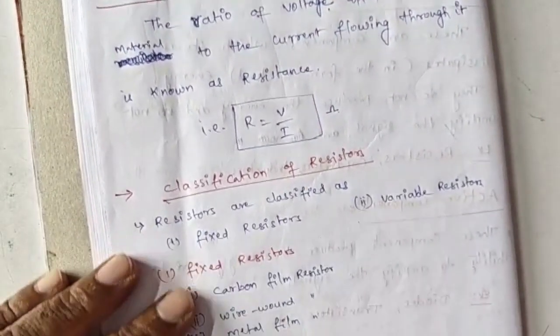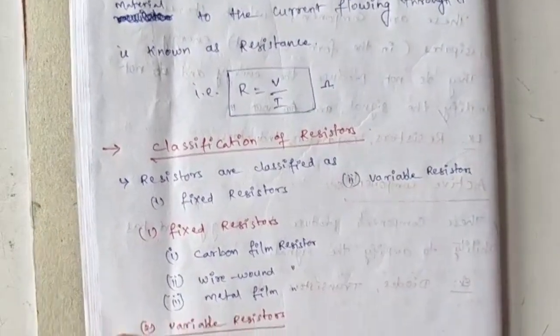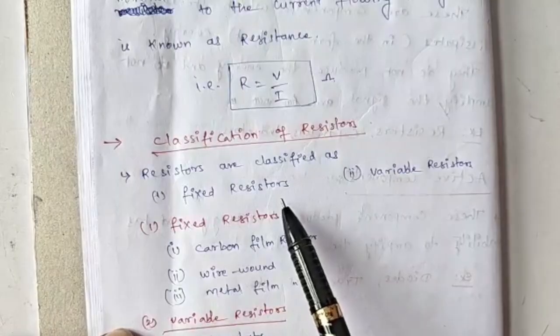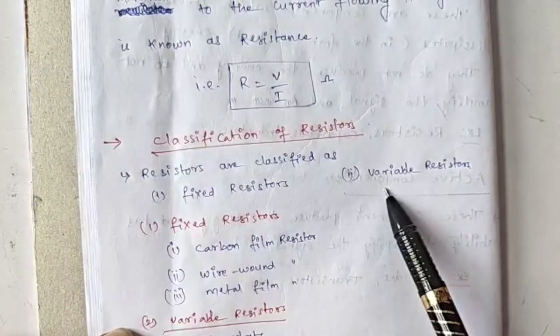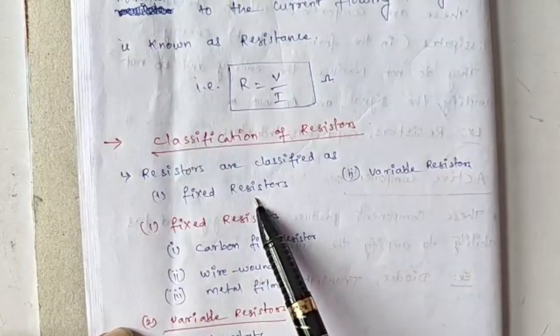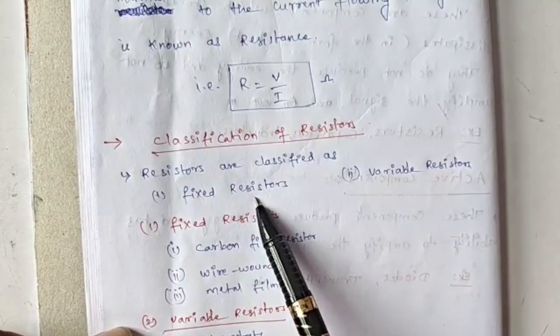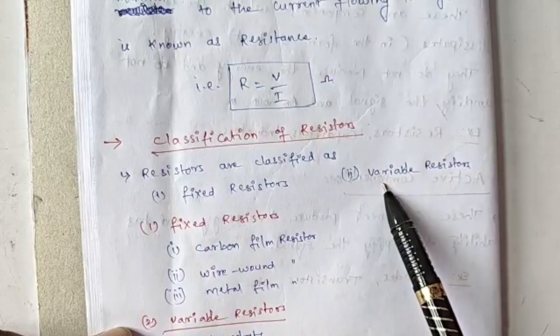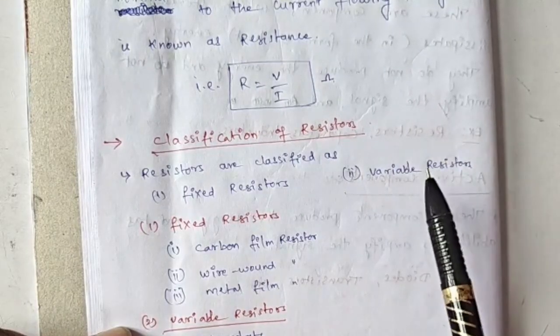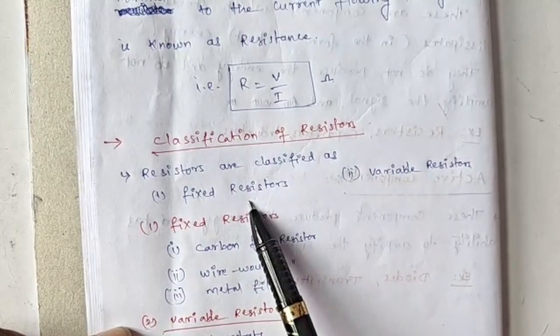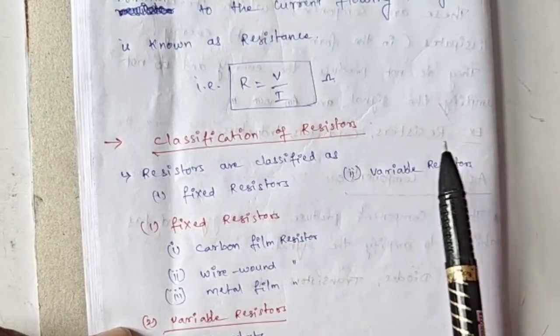Now come to the classification of resistors. Resistors are classified into two types: one is the fixed resistor, the second is the variable resistor. Fixed resistor means the resistance value cannot be changed. Whereas in variable resistors we can change the resistance value by varying the knob. In a fixed resistor we cannot change the value. Once it is manufactured, the value is fixed.